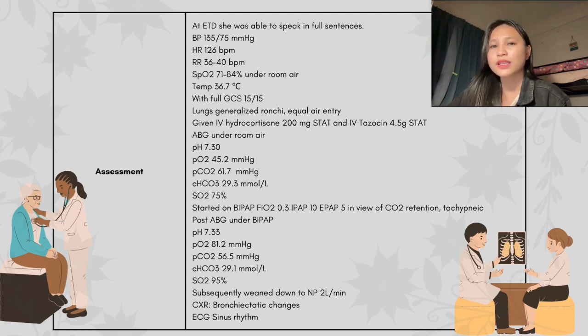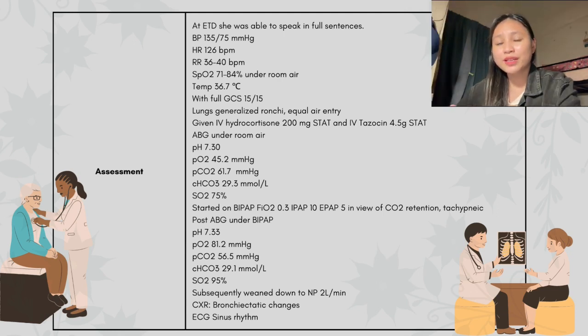Her lungs had generalized bronchi with equal air entry, and she was given IV hydrocortisone 200 mg stat and IV Tazocin 4.5 grams stat. Her ABG under room air is pH of 7.30, which is acidic, partial pressure of oxygen 45.2 mmHg, which is very low, partial pressure of carbon dioxide 61.7 mmHg, which is higher than normal, bicarbonate 39.3 mmol per liter, a little higher than normal, oxygen saturation of 75%, lower than normal. This ABG interpretation shows partially compensated respiratory acidosis.